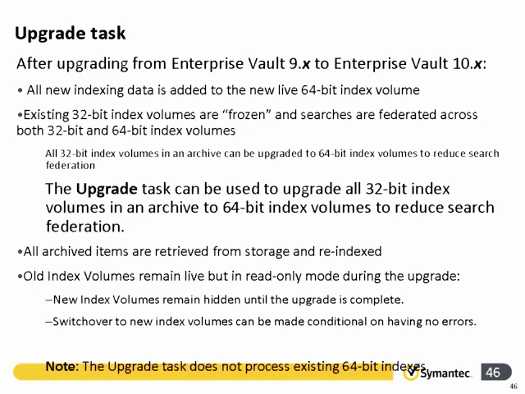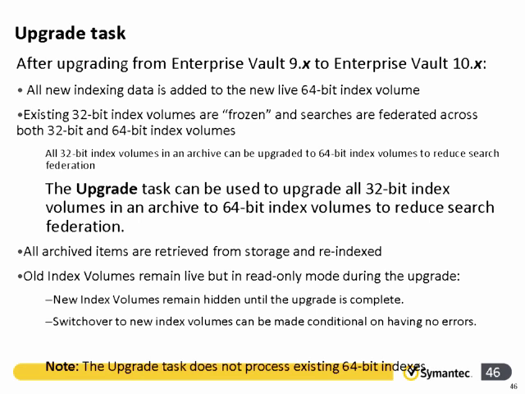The upgrade task: after we've upgraded from Enterprise Vault 9 to Enterprise Vault 10, we're going to create a new 64-bit index, and all new items that are archived after the upgrade will go into that new 64-bit index volume. The existing 32-bit indexes are effectively frozen, and, as shown in an earlier slide, we'll federate a search across both the 32-bit and 64-bit index volumes for any search that requires searching both.